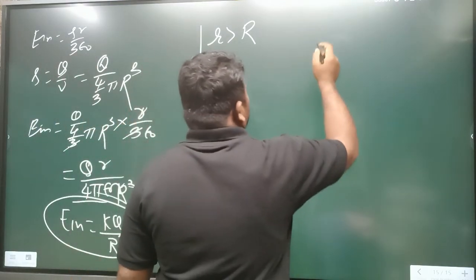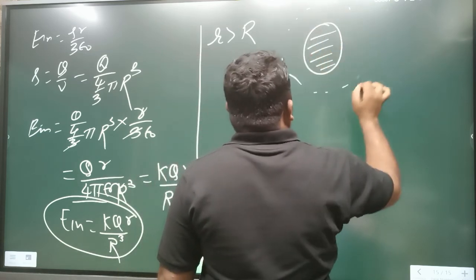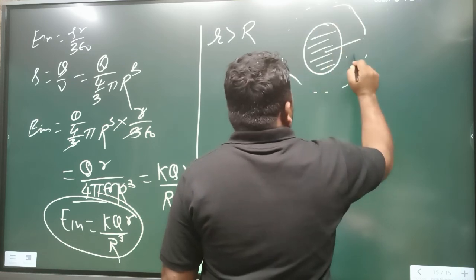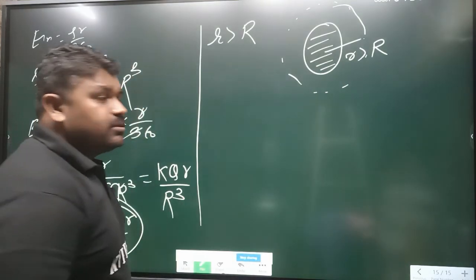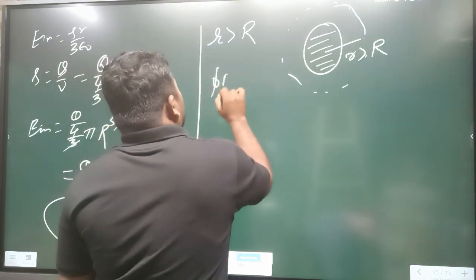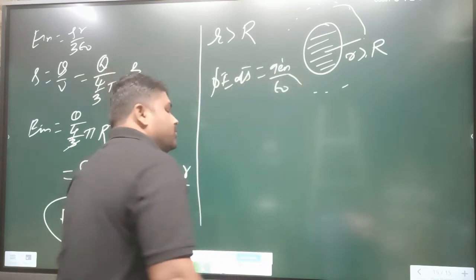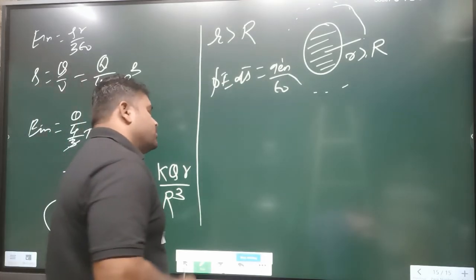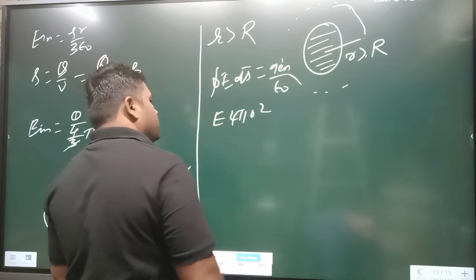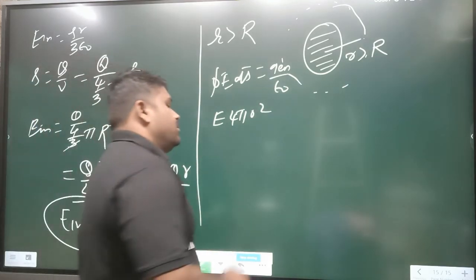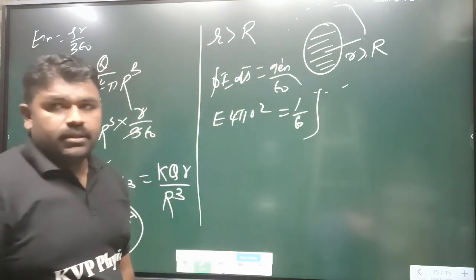Outside the body. Okay. This one is a body. And this is the Gaussian surface because small r is greater than capital R. LHS using the Gauss law. Closed integral E bar dot ds bar is equal to Q enclosed upon epsilon naught. E constant, ds. LHS E into 4 pi r square is equal to 1 by epsilon naught Q.